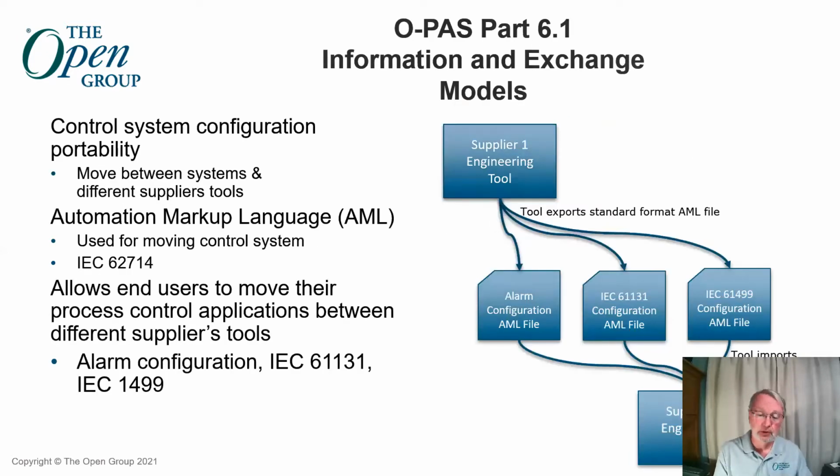The 6.1, I'm jumping back then to the foundation level for information exchange models. As I said before, this uses AML, or the automation markup language, which in itself is an IEC standard, and this enables the movement of engineering data, control strategy data, from one supplier's engineering tool to another. And so each of the parts that I talked about, whether it's alarming, 61131, or 61499, there's a way to export that data into a neutral AML file, standards-based, and then to import it to another one.